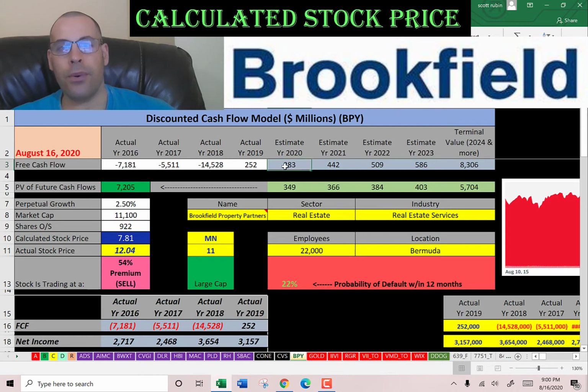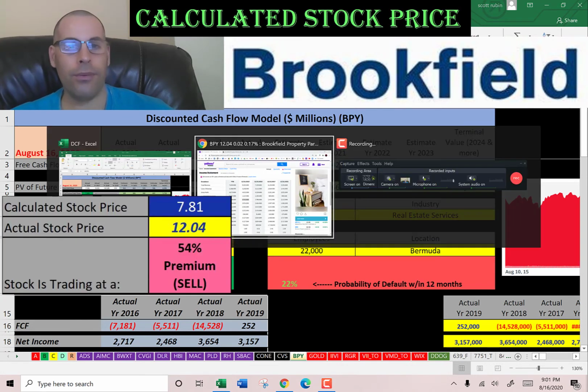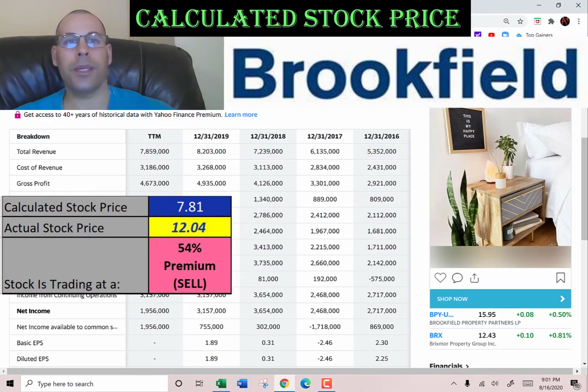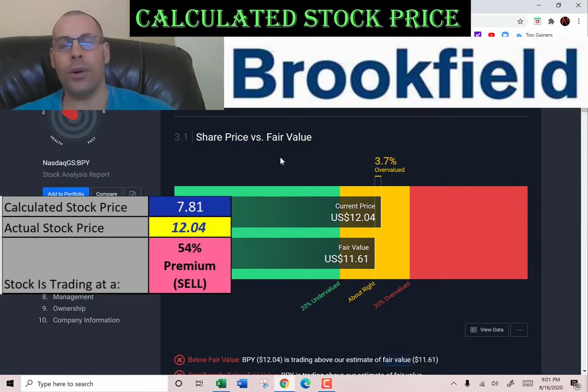So we estimated 4 years of future free cash flows. We also estimate a terminal value, which is all cash flows past year 4. That's up here in blue. Then we discounted these numbers back to today's dollars. And we get a value for the company of $7.2 billion. We divide that by 922 million shares, and we get an intrinsic stock price of $7.81. It's trading at $12, so it's trading at a 54% premium. So it's a sell according to the model.